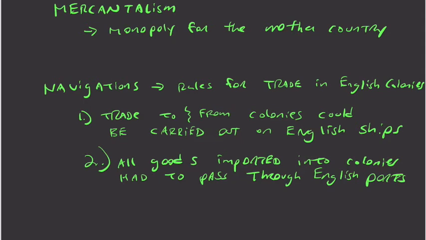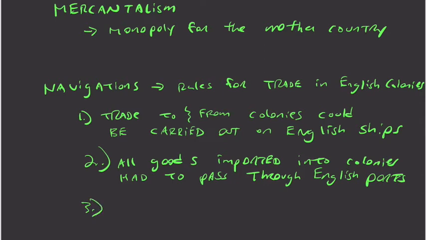The second one, all goods imported to the English colonies had to pass through English ports, which also meant that all those goods were taxed and taken account of by the English government, and so they could raise their money on it, and when they raised the taxes on it, that means the costs went up for the colonists themselves.